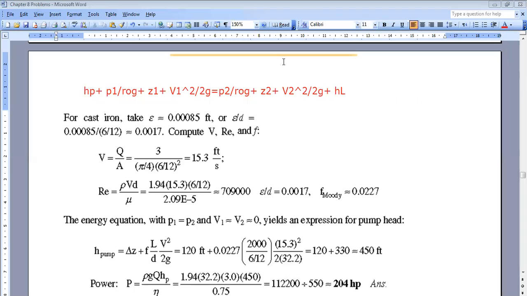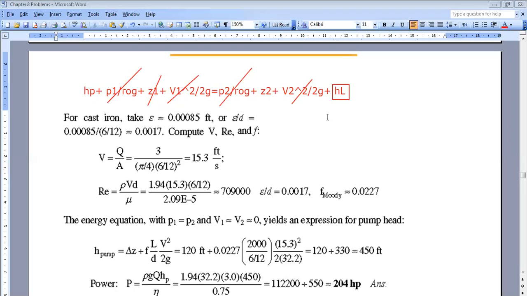Now I will start to simplify. I have that P1 is 0, V1 is 0, P2 is 0, and V2 is 0. And since I considered the reference at level 1, Z1 is also 0. So I will end up with the following relation, that H of my pump is equal to Z2 plus my losses, okay? And since they said neglect minor losses, I will only account for major losses.